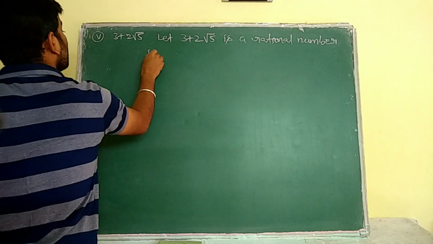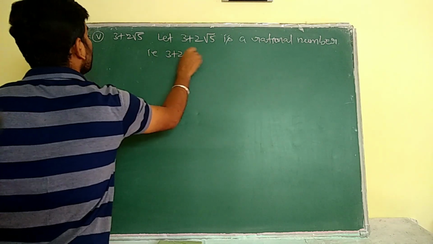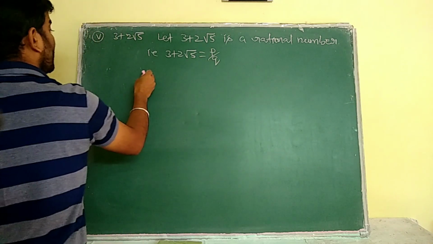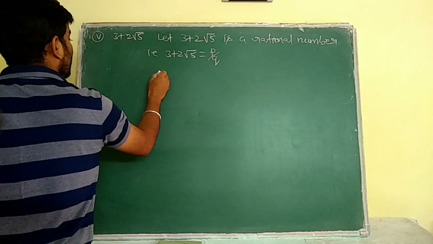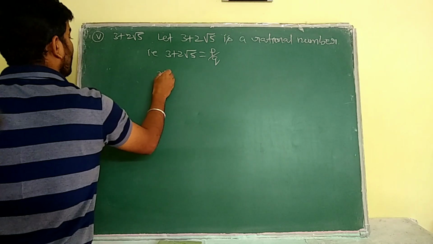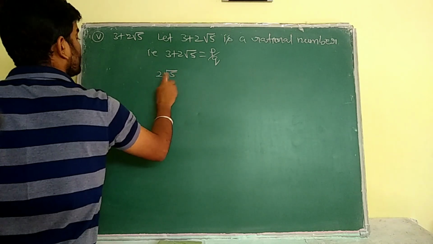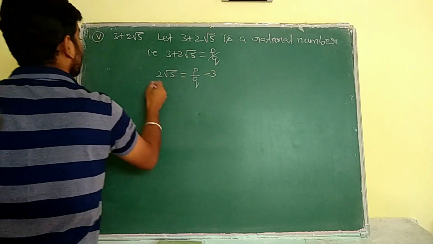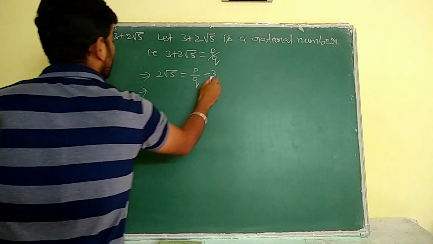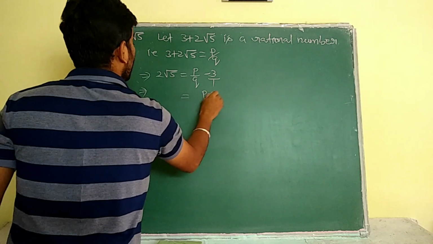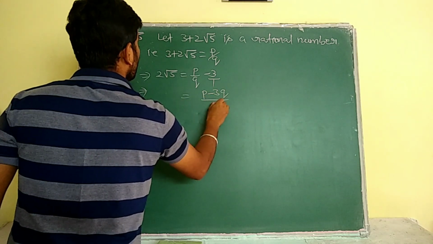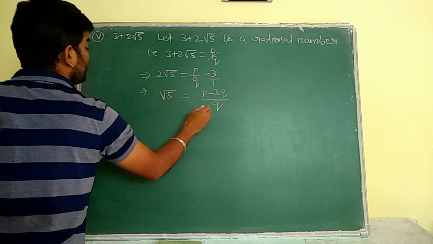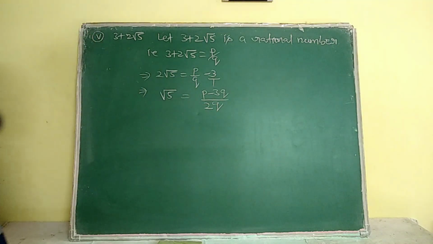That is, this 3 plus 2 root 5 is expressed as some p by q. Then I have to write all the radical value at one side. Then 2 root 5 is equal to p by q minus 3. Take the LCM here. Here it is p minus 3q by q. Now transfer this 2 to the other side. As this 2 multiplies here, it goes on to the other side and will divide.